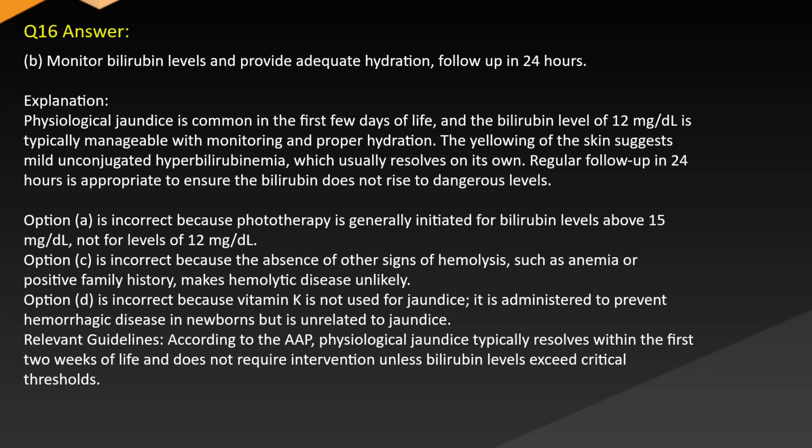Option A is incorrect because phototherapy is generally initiated for bilirubin levels above 15 mg/dL, not for levels of 12 mg/dL. Option C is incorrect because the absence of other signs of hemolysis, such as anemia or positive family history, makes hemolytic disease unlikely. Option D is incorrect because vitamin K is not used for jaundice. It is administered to prevent hemorrhagic disease in newborns but is unrelated to jaundice. Relevant guidelines: physiological jaundice typically resolves within the first 2 weeks of life and does not require intervention unless bilirubin levels exceed critical thresholds.